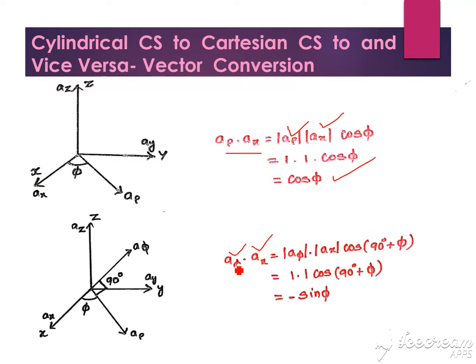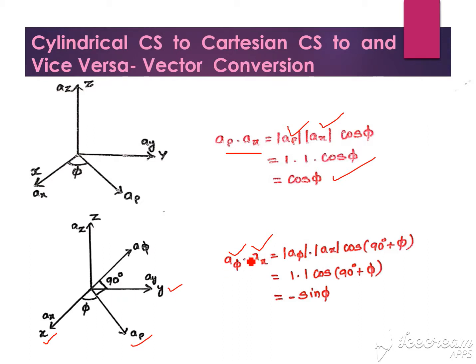So we need to find the angle between phi and x. Already we know, this is x, the unit vector is Ax, this is y, and the unit vector is Ay, and this is A rho, previously explained. The angle between A rho and Ax is phi. In cylindrical coordinates, the angle between rho and phi is 90, because rho and phi are mutually perpendicular.